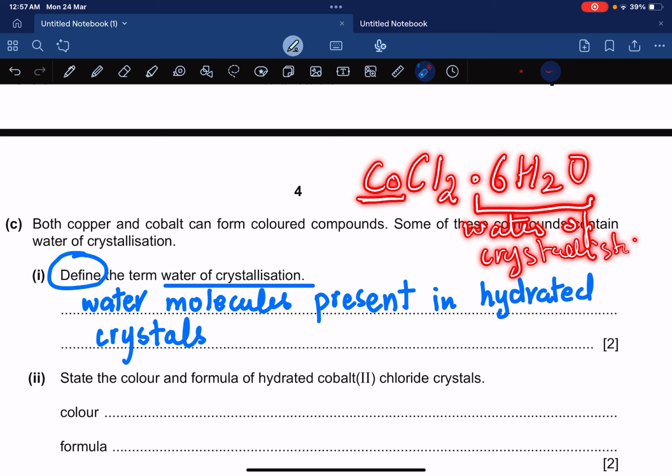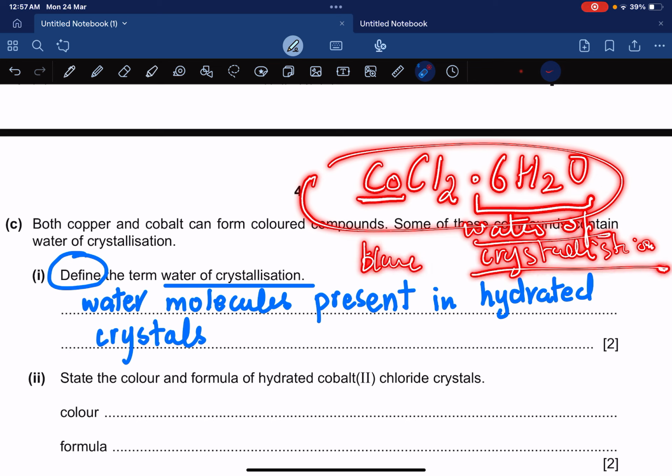And this water of crystallization basically is, and these are pink in color, ठीक है? It makes it colorful, ठीक है? वैसे it is blue, but when you have water of crystallization it turns pink.